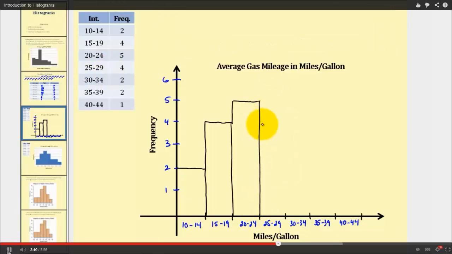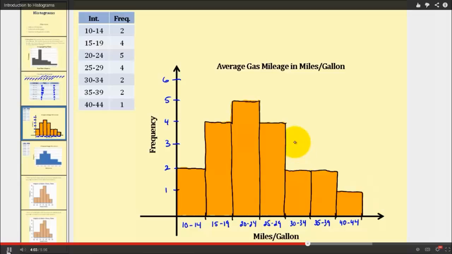The next frequency is 4. The next two frequencies are 2. And the last frequency is 1. And here's our histogram. Once again we can see that the mode would be the interval from 20 to 24 for this data of average gas mileage in miles per gallon.